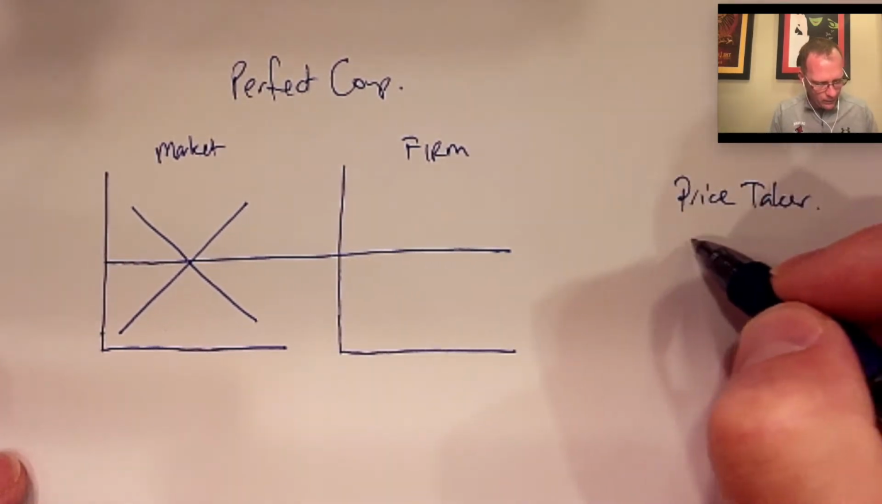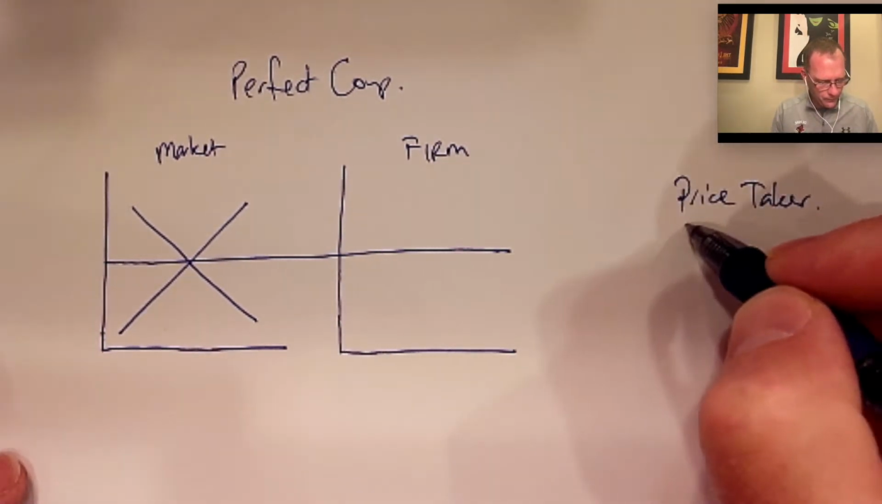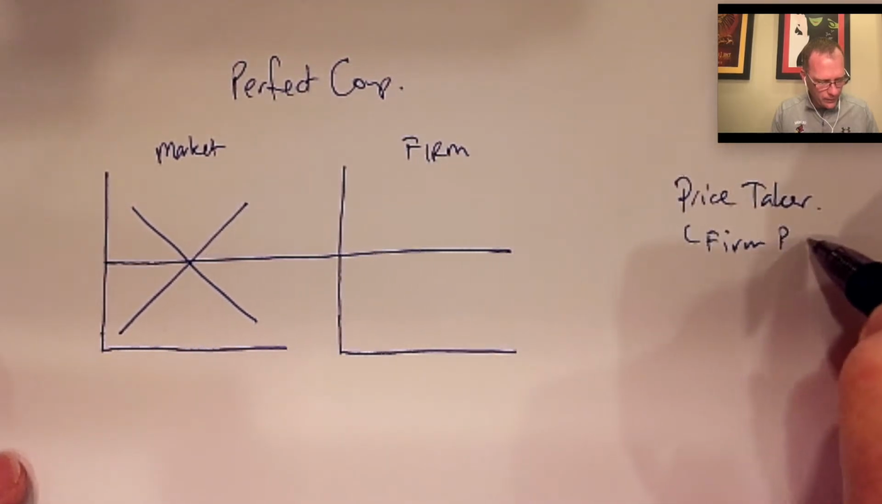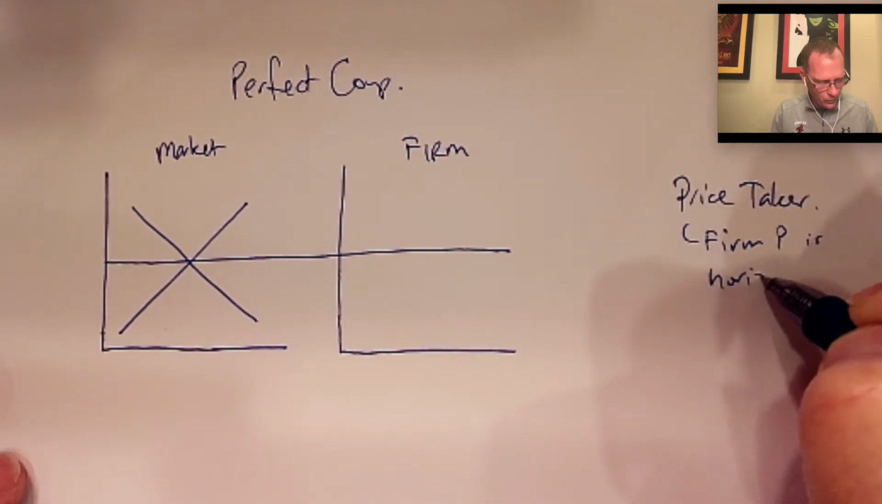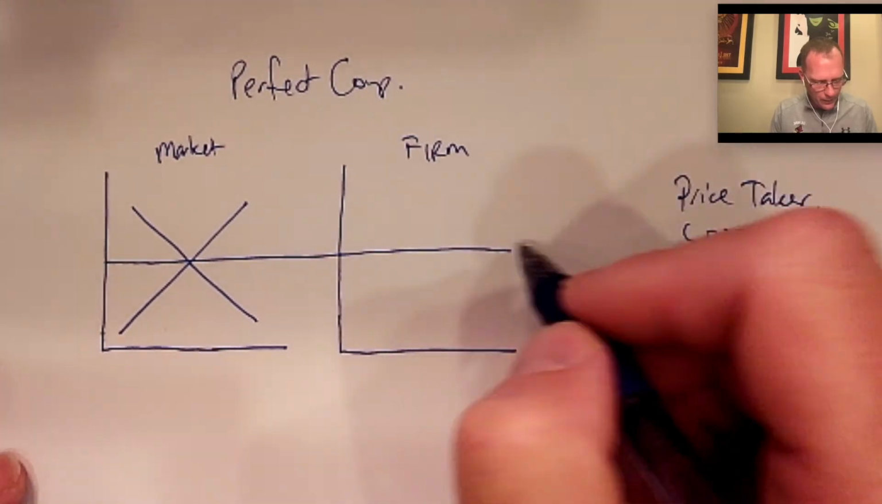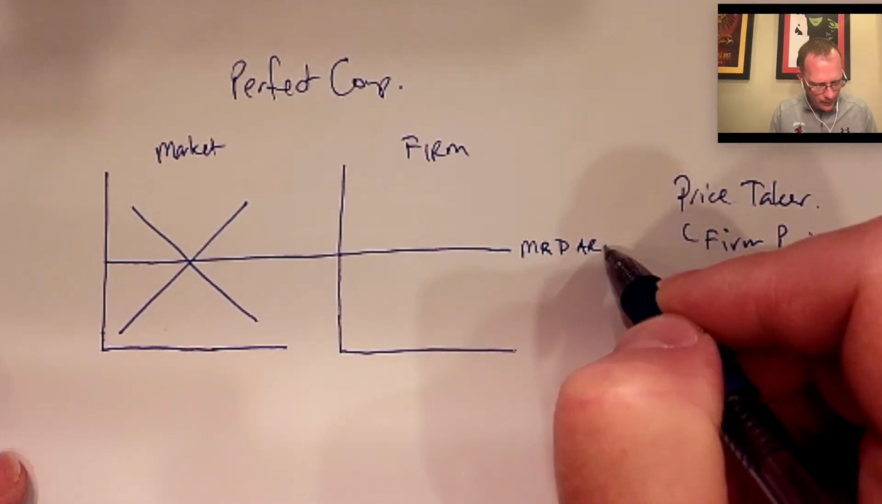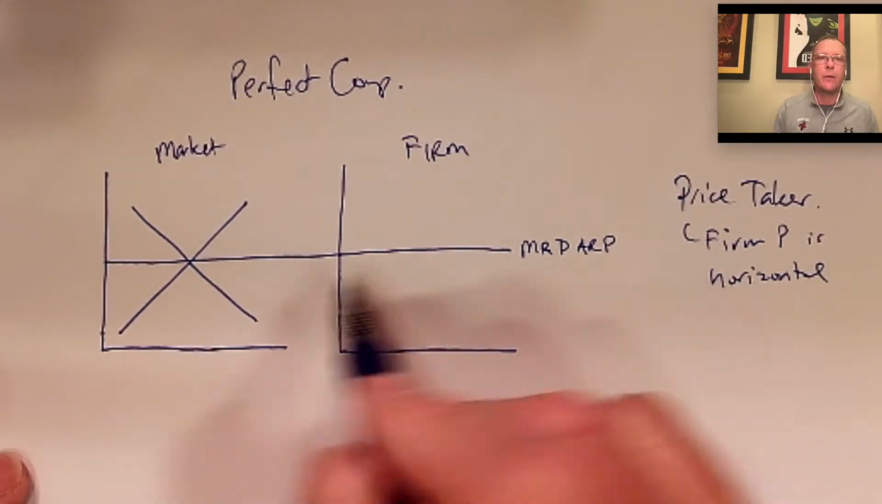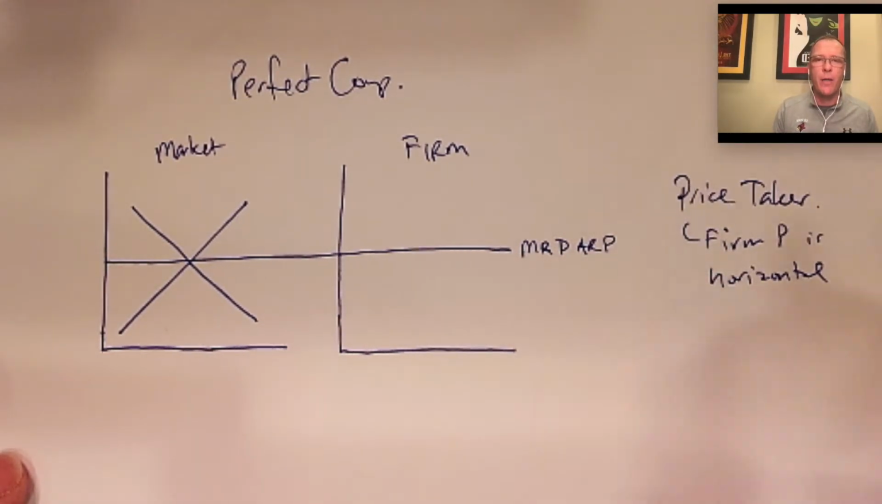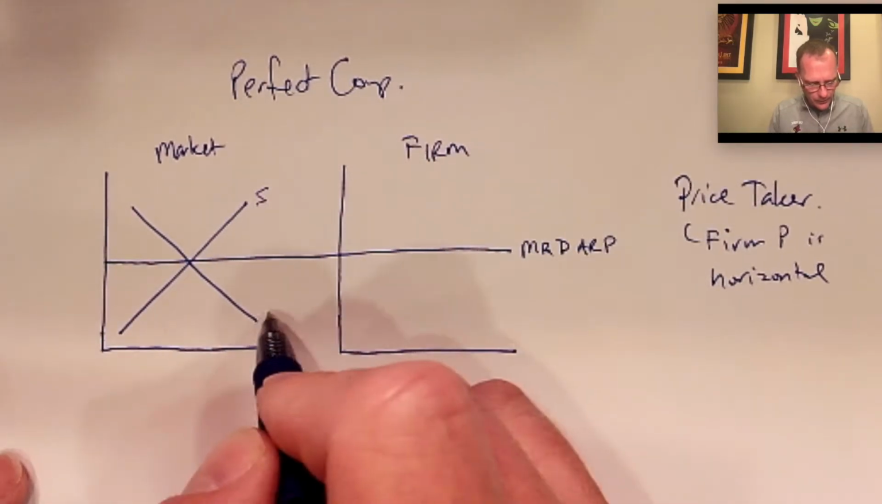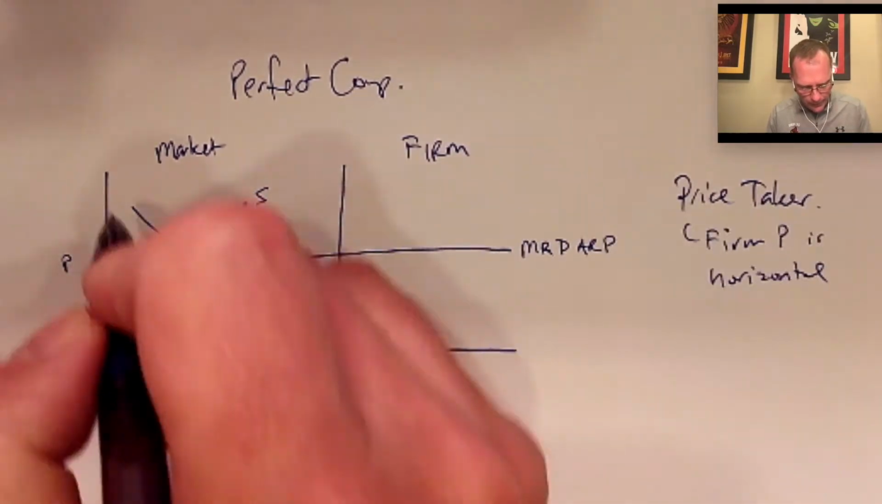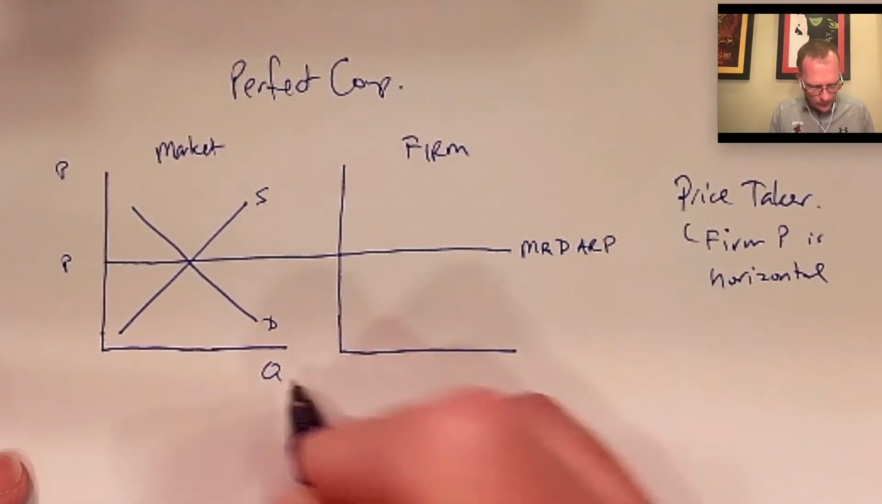So your firm price is horizontal, okay? And that is our MR equals D equals AR equals P line. If you're throwing labels on, make sure you label all that stuff. Here's my supply line, here's my demand line, here's my price. In the market, it's just price and quantity.